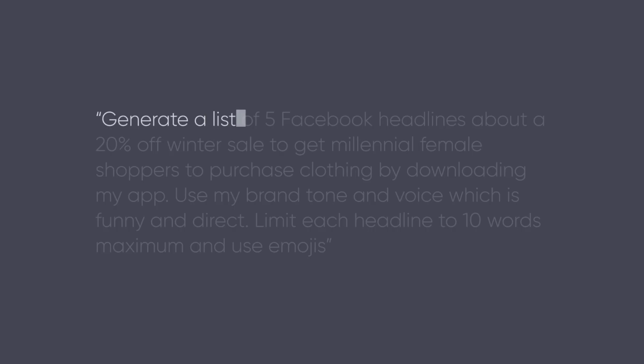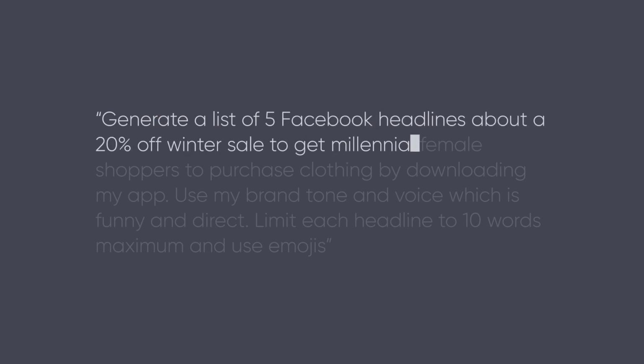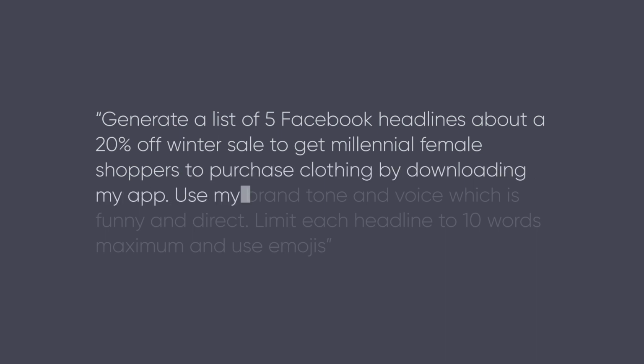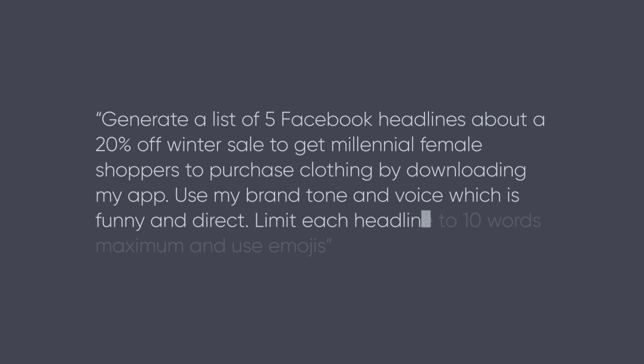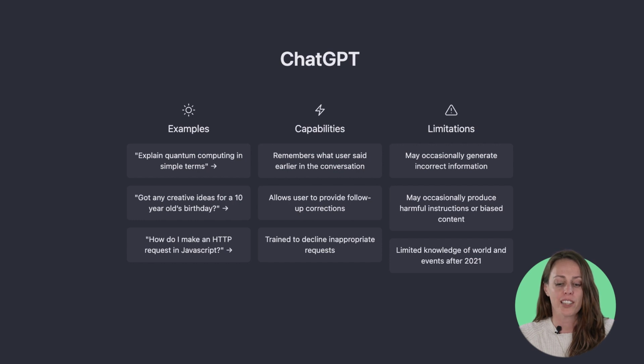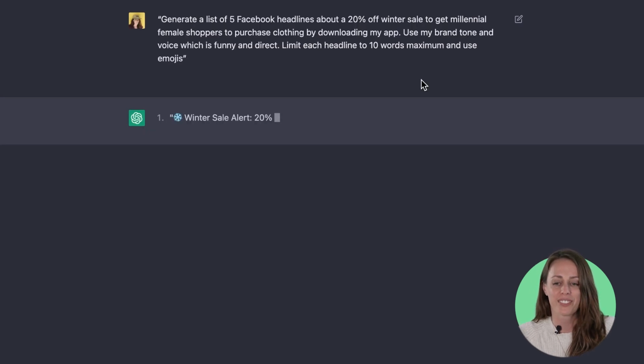Bridging that all together, you might have a prompt that looks something like, generate a list of 5 Facebook headlines about a 20% off winter sale to get millennial female shoppers to purchase clothing by downloading my app. Use my brand tone and voice, which is funny and direct, and limit each headline to 10 words, plus use emojis. So now I'm going to take that prompt we just made, open ChatGPT, and pop it in. Let's see what comes out.